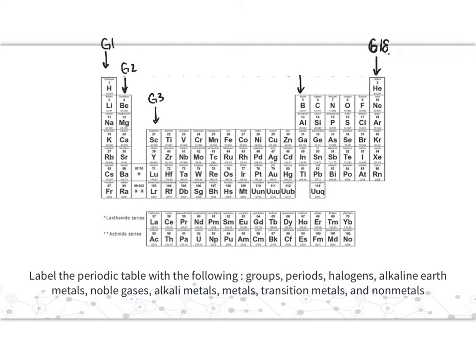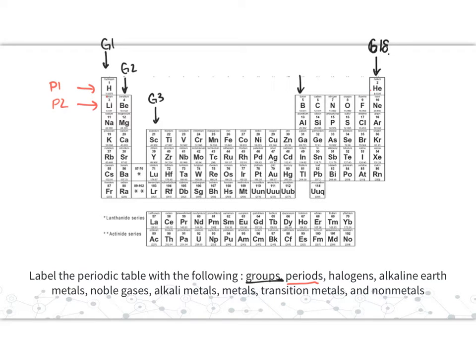Periods, I guess I should do this. Periods are the rows across, so this is period 1. Period 1 contains 2 elements, just hydrogen and helium. Period 2, and so on and so forth, all the way down. Sorry, I don't want to confuse us. I'll get rid of that arrow. So periods are the rows across.